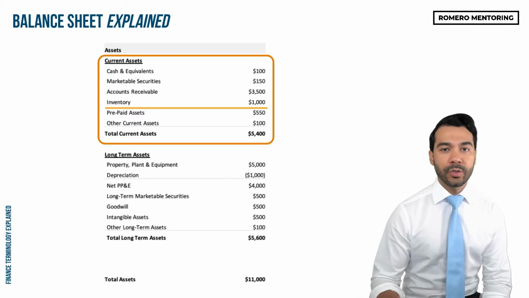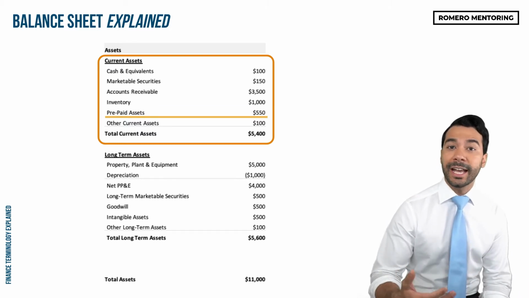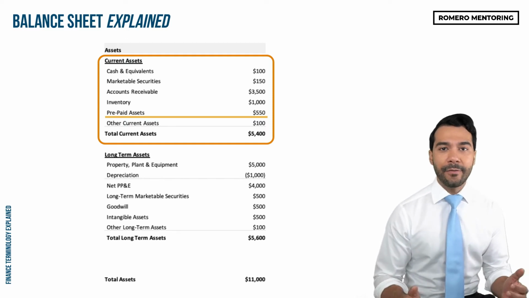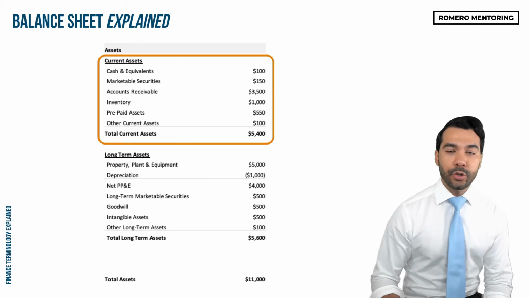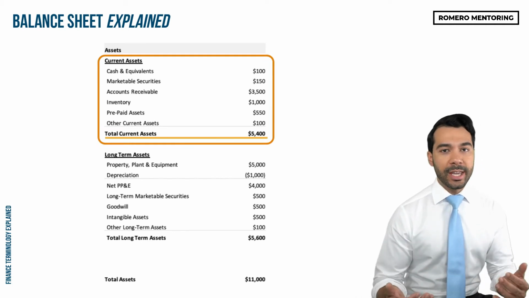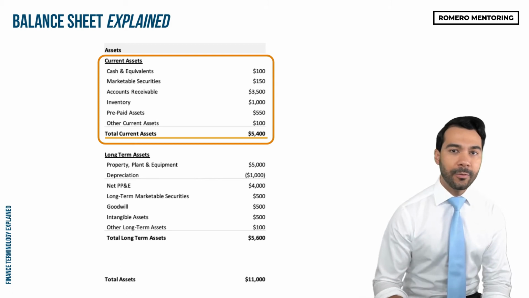In addition, you also have your prepaid assets. This could be any type of insurance that the company has paid in advance. And you have other current assets. Add all this together and you get your total current assets, which again will be utilized or converted into cash within a year. Very liquid.